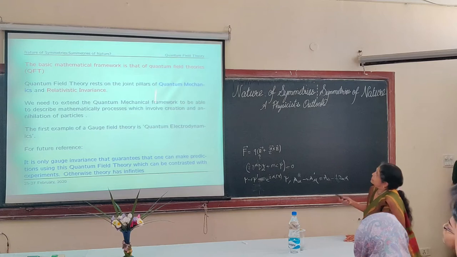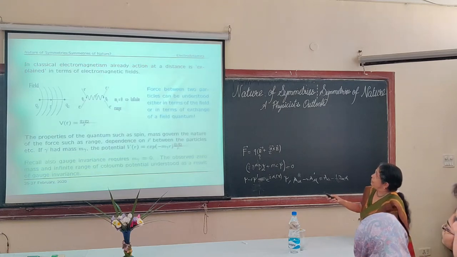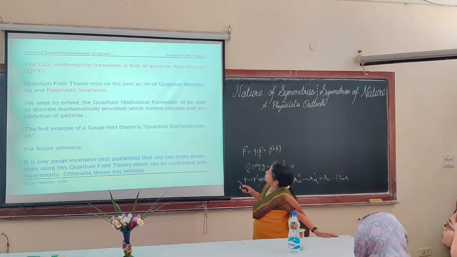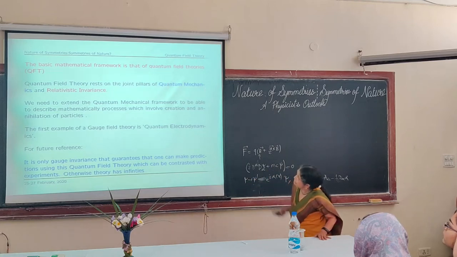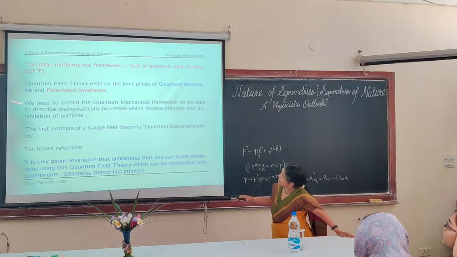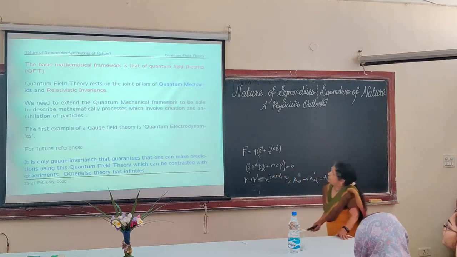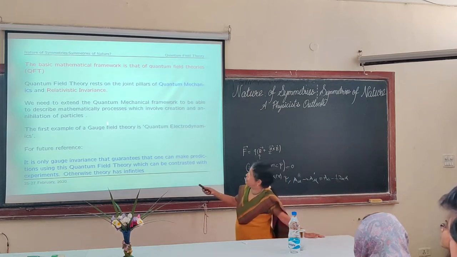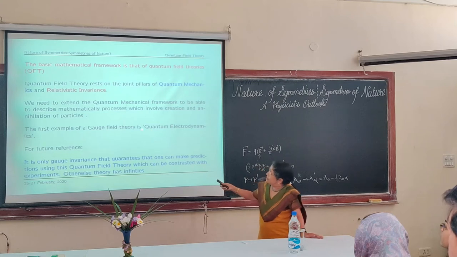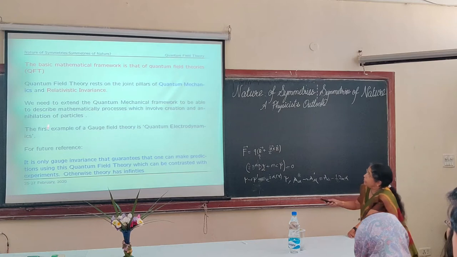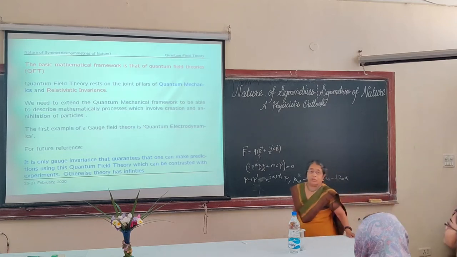This I already told you, that going from classical fields to this quantum field theoretic description is based on two joint pillars: quantum mechanics and relativistic invariance. And I already told you that we extend the quantum mechanical framework to be able to describe all the processes which involve creation and annihilation. The theory which describes interactions between electron and photon has the name quantum electrodynamics.